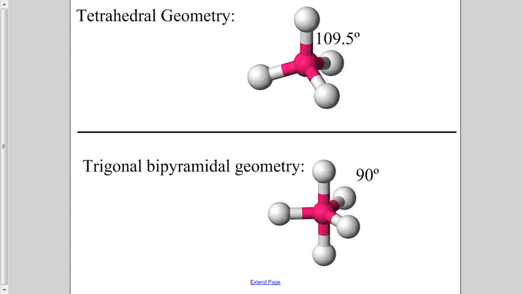Tetrahedral has 4 shared pairs around the central atom, no unshared pairs, and when they are as far apart from each other as they possibly can, that will give the molecule a 109.5 degree bond angle. The trigonal bipyramidal molecule has a combination of 90 degrees and 120 degrees between the different arrangement of the atoms surrounding the central atom on that particular molecule. So those are the shapes we're going to be looking at.